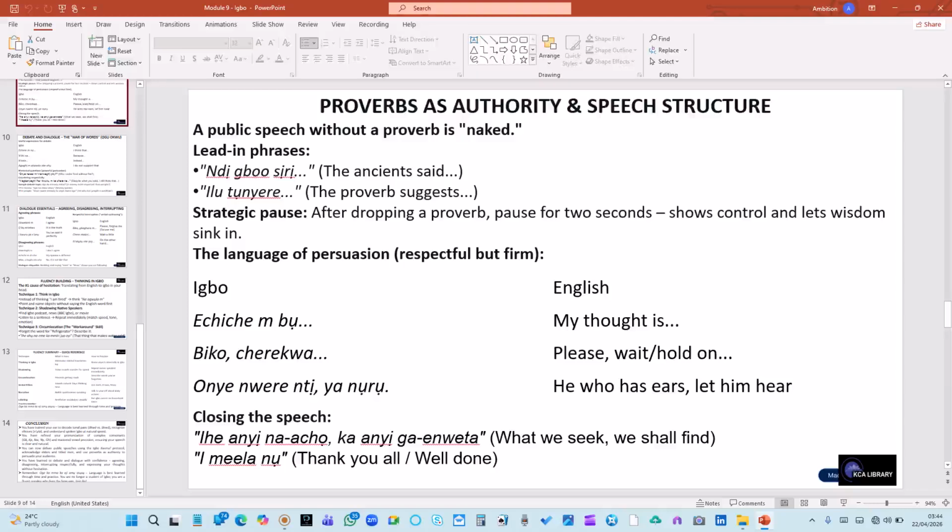Now, when you want to close the speech, you use words like ihe anyị na-achọ ka anyị ga-enweta, which means what we seek is what we shall find. Another closing expression is imeela, which means thank you all and well done. So these are some of the closing speech expressions we have in the Igbo language.